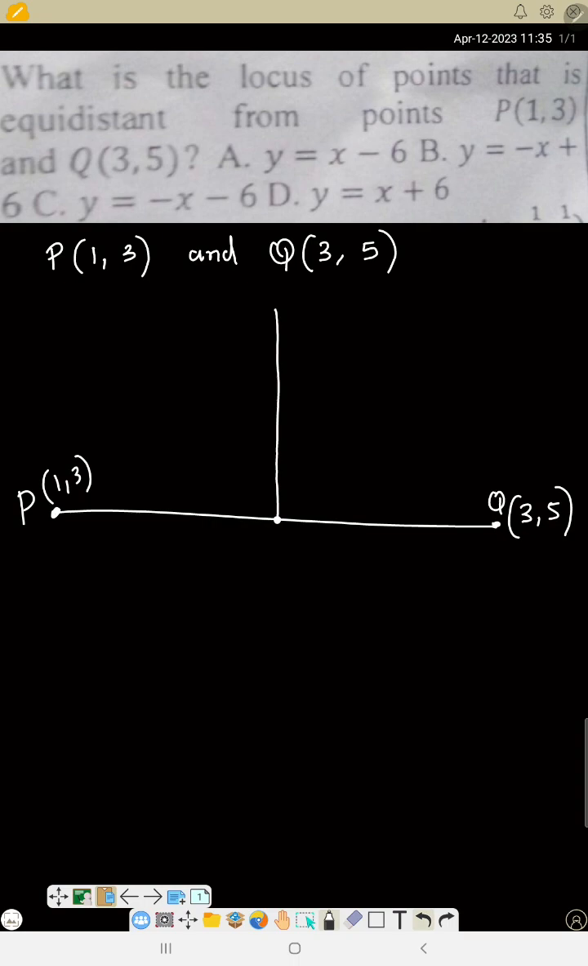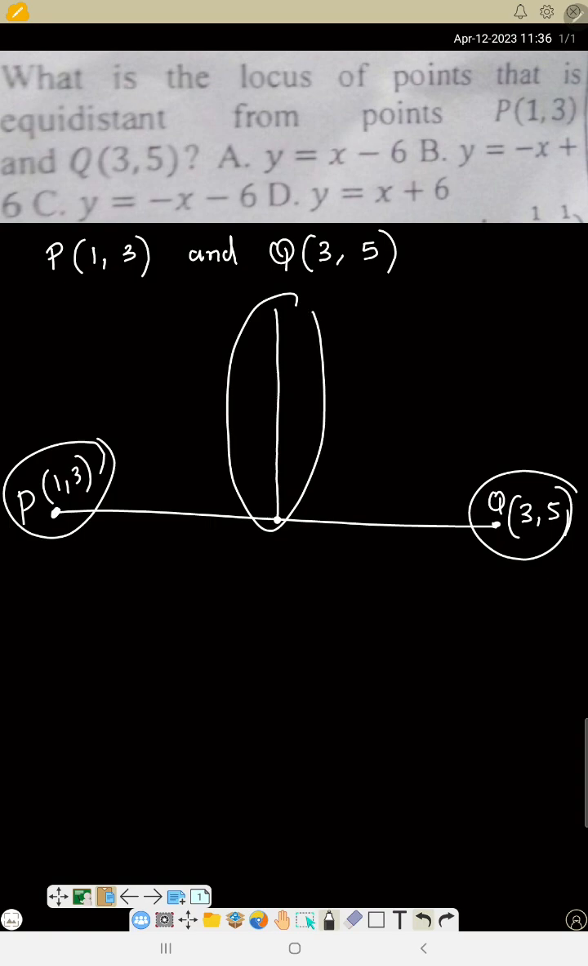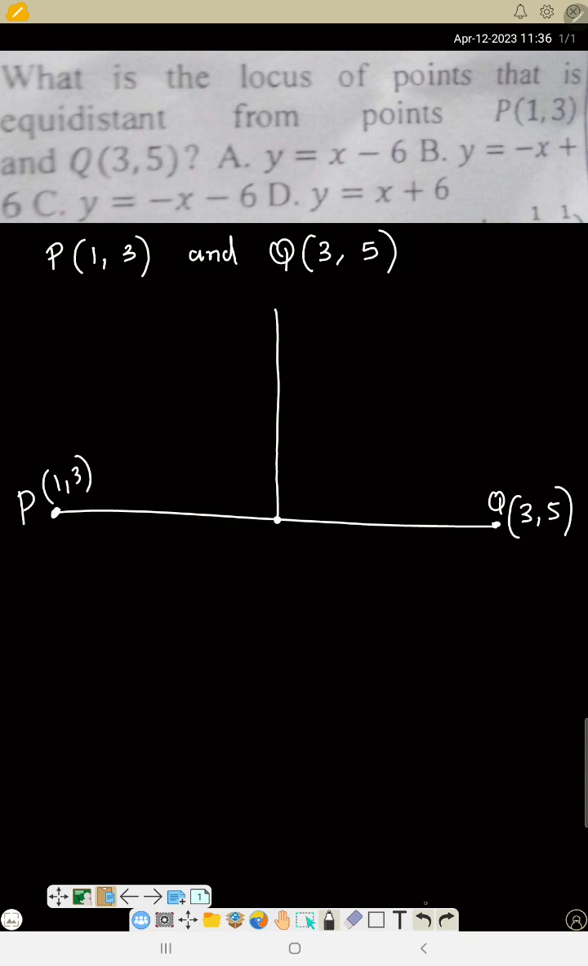So the locus of points that is equidistant. Equidistant means the distance from here to here is the same as from here to here. They have the same distance. Or you can say find the equation of the perpendicular bisector. If the question says find the equation of the perpendicular bisector, it's still the same as finding the locus of points that is equidistant from 2 points. This straight line is a locus. It has equal distance from here to here, or the equation of the perpendicular bisector.